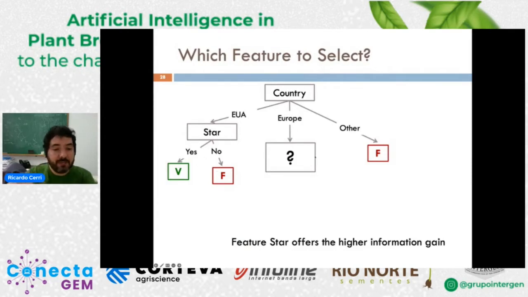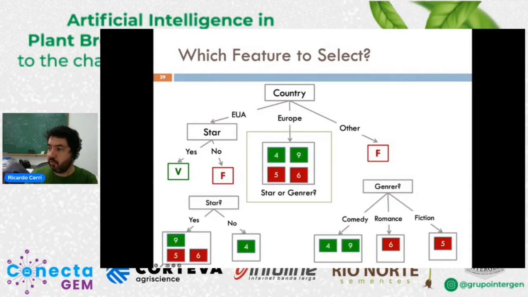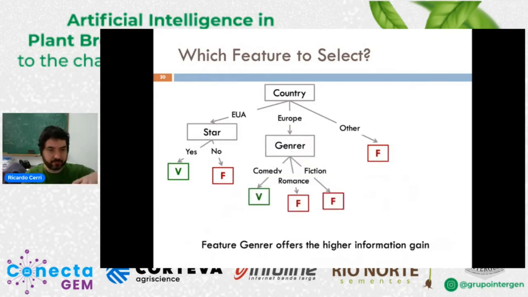Now I have to do the same calculations with this subset here. Which feature am I going to choose to put here, star or gainer? If I divide this data set using feature star, the resulting subsets are going to be like this. If I choose feature gainer, the resulting subsets are going to be like this. So which feature is going to give me the higher information gain? This one, gainer, because it produces only pure subsets. So this feature is going to be put here, and this is the final decision tree, okay?